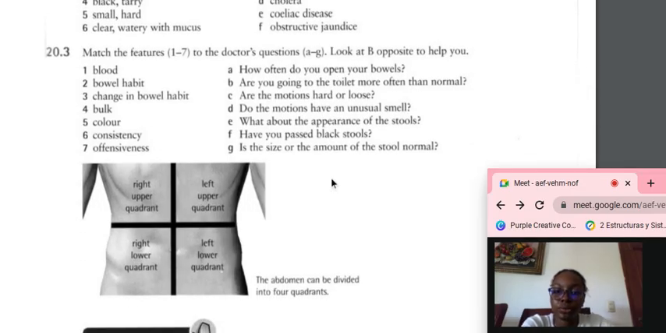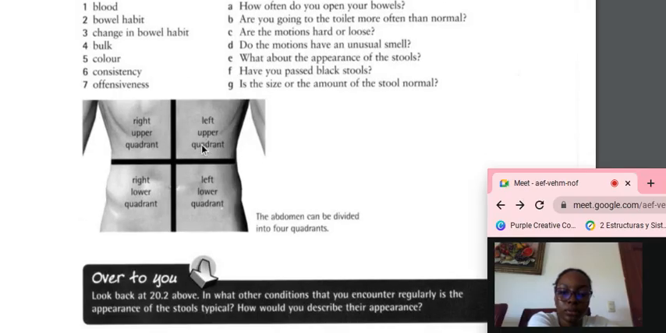Match the features to the doctor's questions. Blood, bowel habit, change in bowel habit, bulk, color, consistency, offensiveness. A. How often do you open your bowels? B. Are you going to the toilet more often than normal? C. Are the motions hard or loose? D. Do the motions have an unusual smell? E. What about the appearance of the stool? F. Have you passed black stools? G. Is the size or the amount of the stools normal?